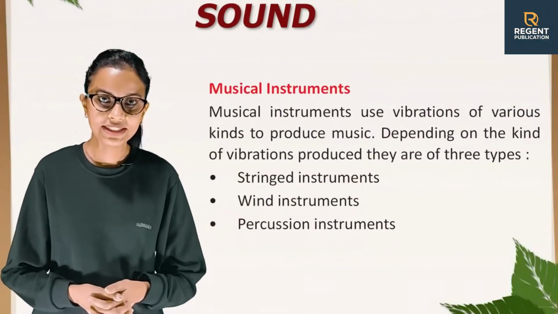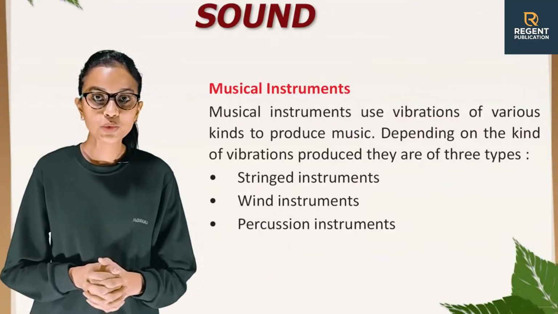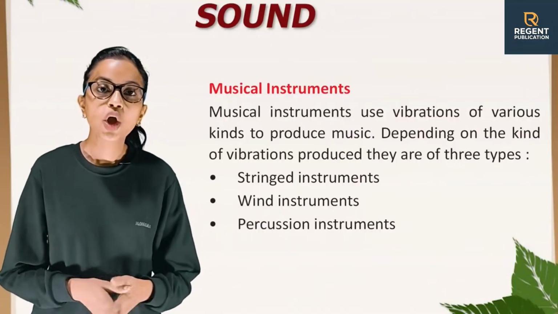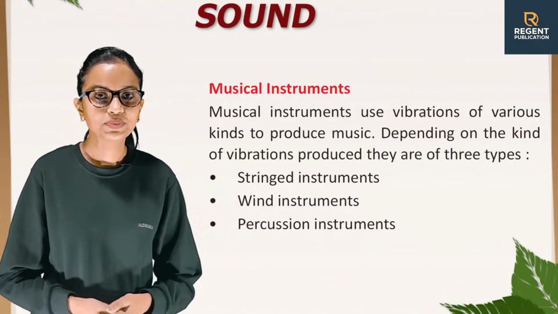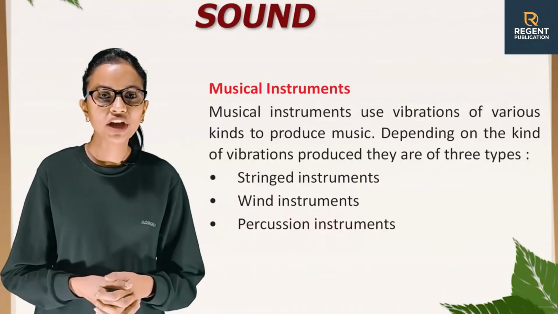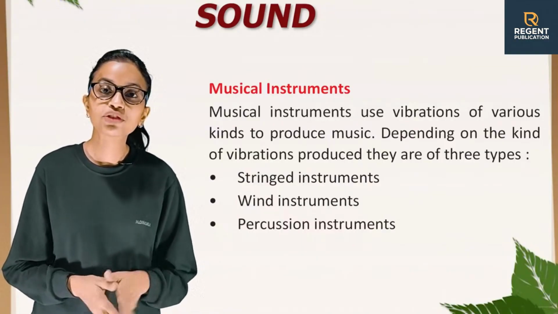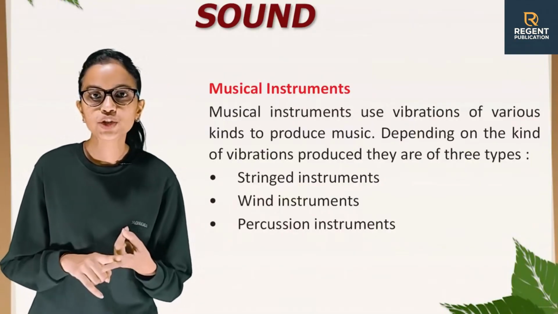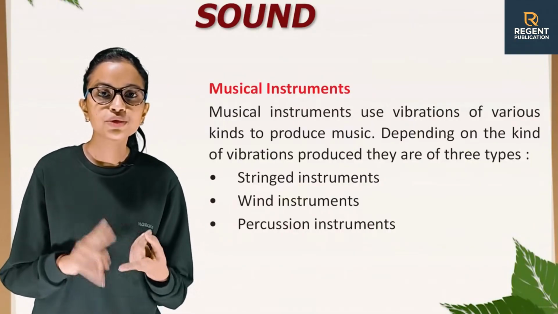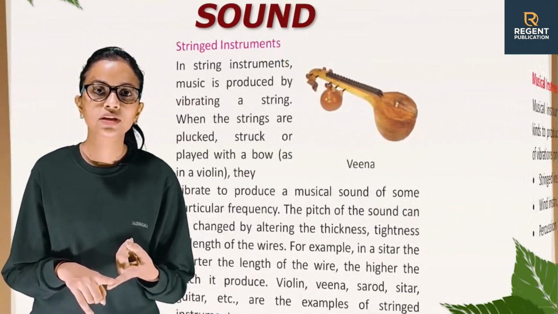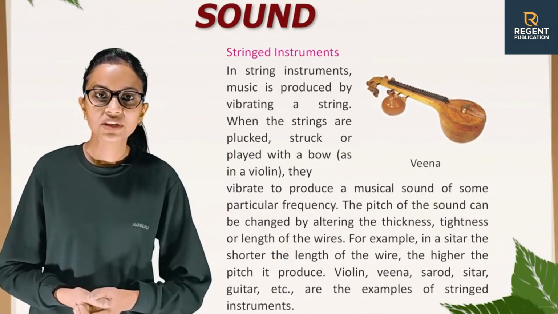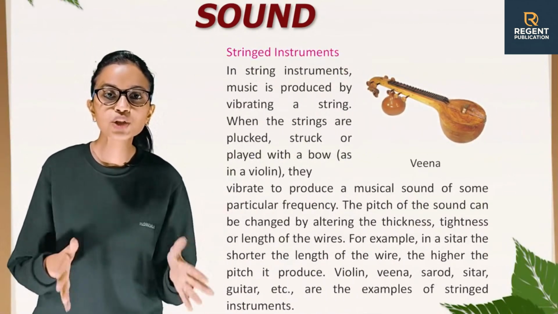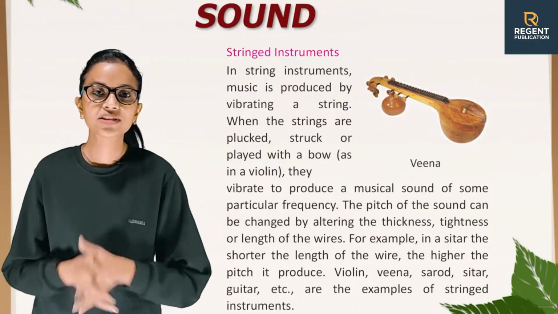Musical instruments. Musical instruments use vibrations of various kinds to produce music. Depending on the kind of vibrations produced, they are of three types: stringed instruments, wind instruments, percussion instruments. Stringed instruments. In string instruments, music is produced by a vibrating string.